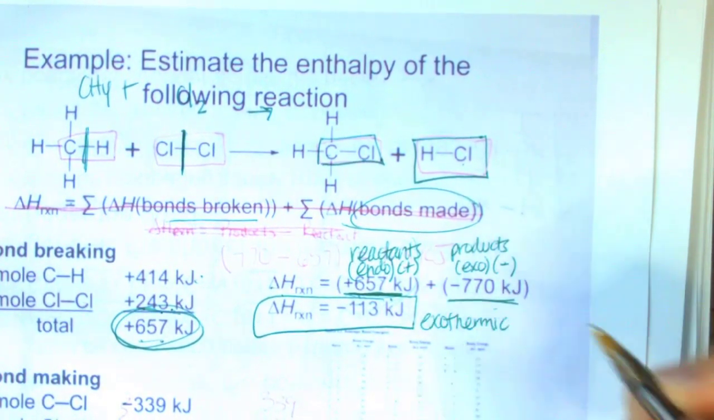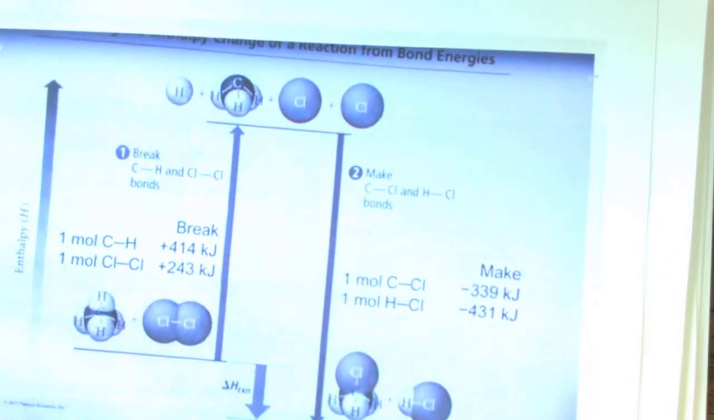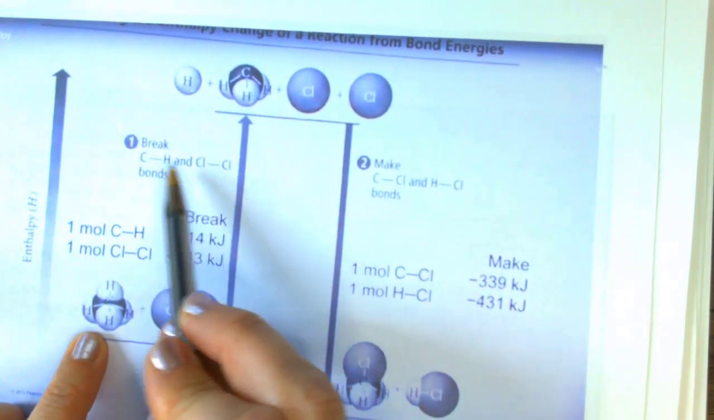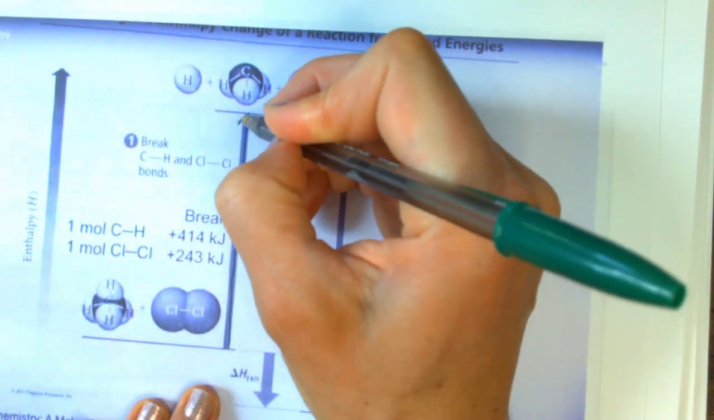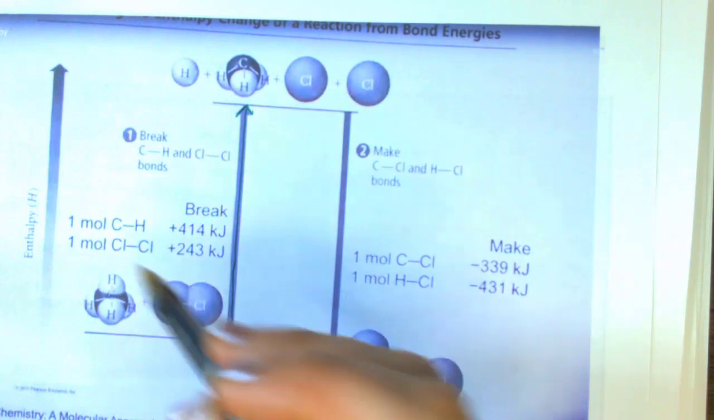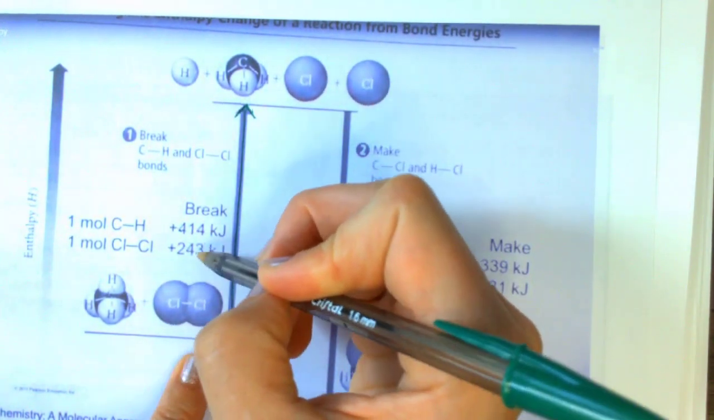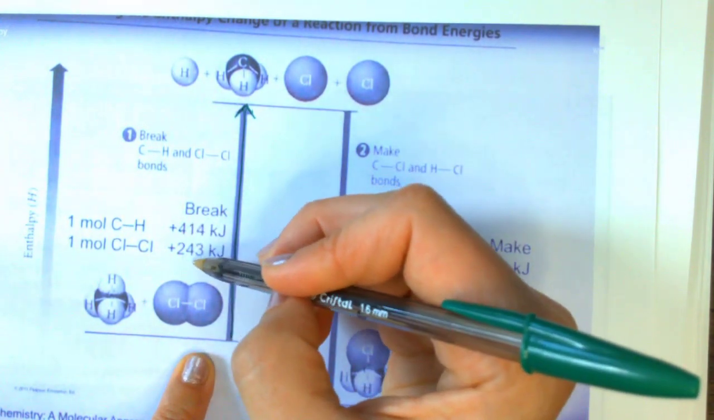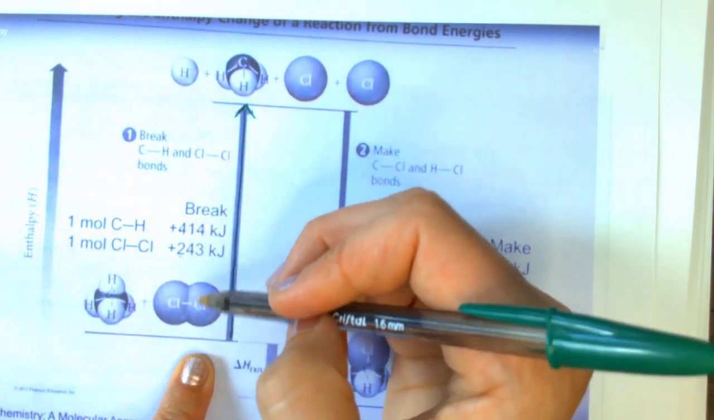is exothermic. And to look at this as a picture, what we just did, again, we were breaking these two bonds for my reactants. So that took energy. We can see that this is showing how much energy, 657 kilojoules.